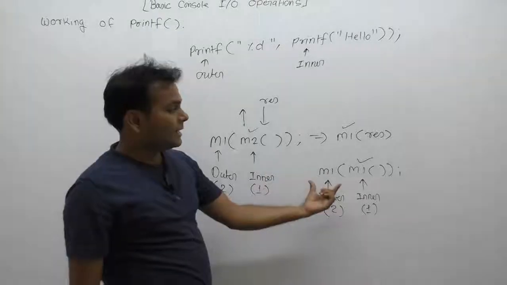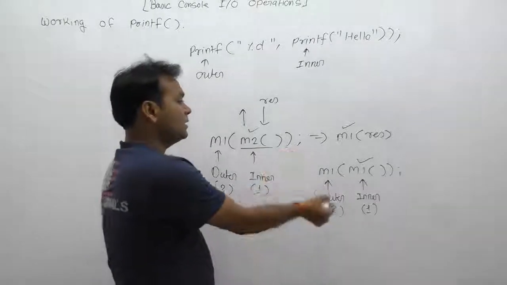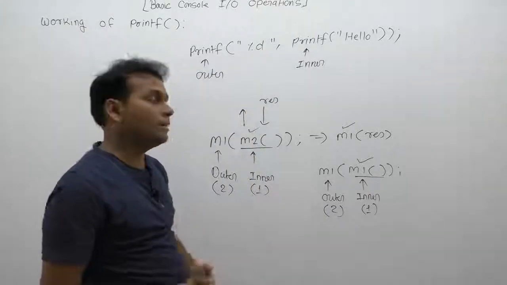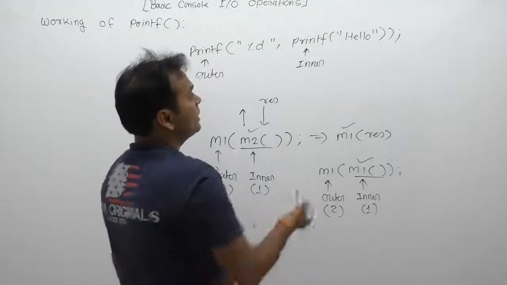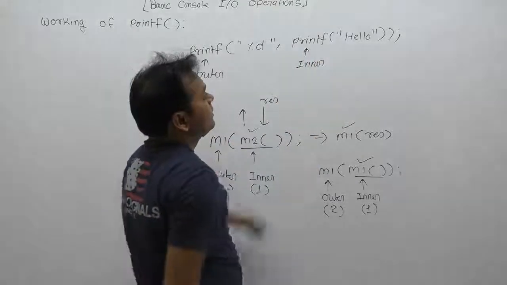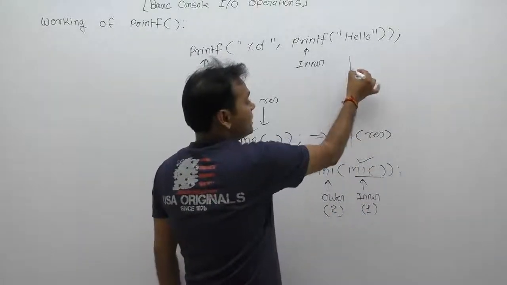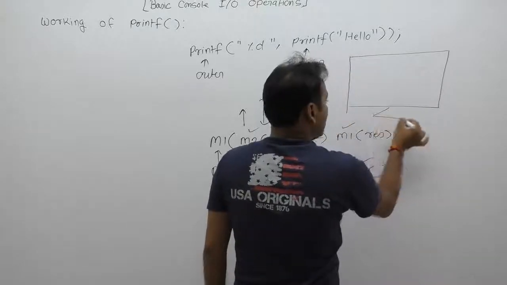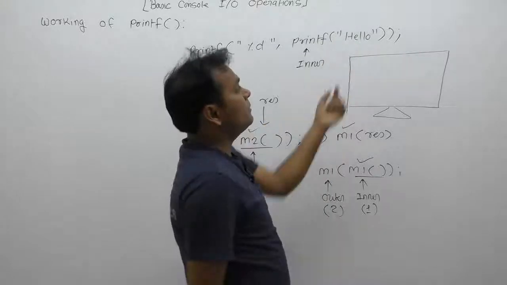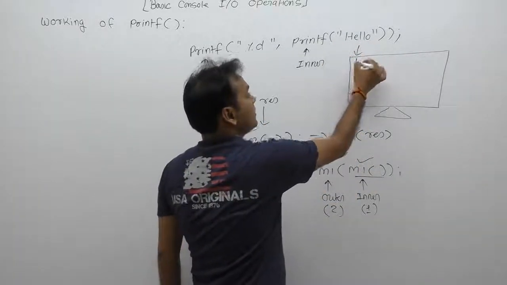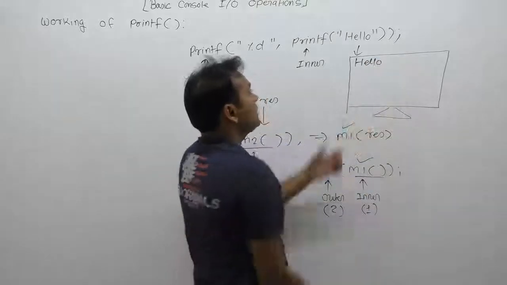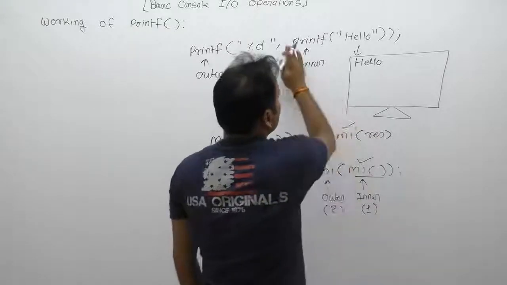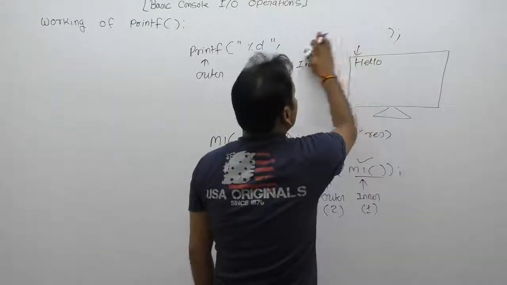As we saw in the previous scenario, first of all the inner function will be executed. Here the outer and inner functions are the same, both are printf functions. In that case, first of all we execute our inner function calling. What is the behavior of printf? In printf's case, we always need to follow two rules. First of all, displaying the given message on the monitor. Here, according to the inner printf calling, we are displaying the message hello. After that, it will return to its calling place the number of displayed symbols.